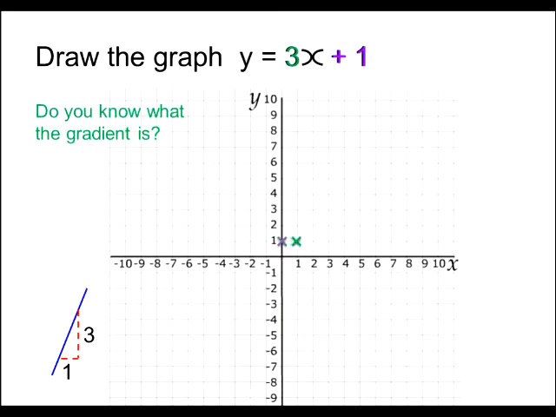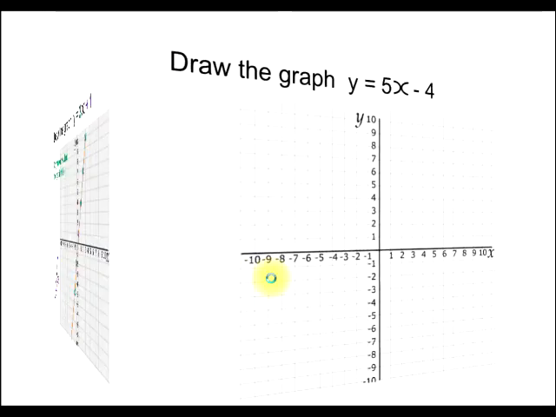So I'm going to go along 1 and up 3. And I can actually do that over and over and over again. So I get loads of points. And I could go down, so as long as it follows the same pattern, I'll go left and down, it doesn't matter. If I then go back, it's still 1 and 3. And then you draw the line, and you label your line as well.